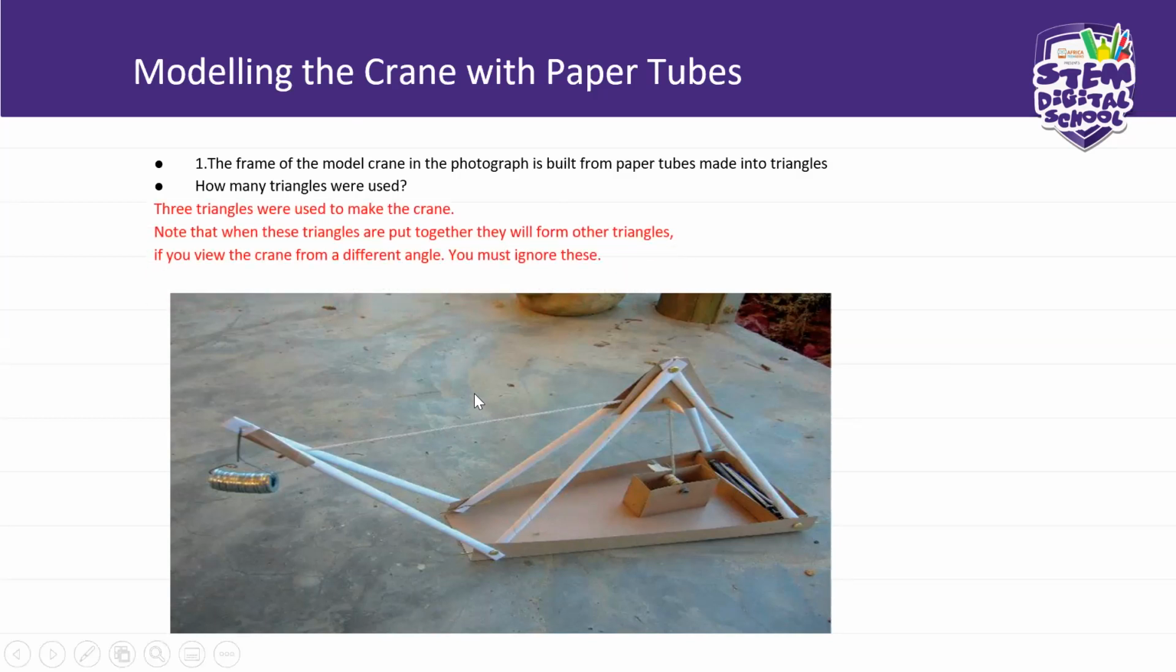3 triangles we used to make the crane. Note that when these triangles are put together, they will form other triangles, okay? Like these triangles, don't count them. When these 2 triangles are put together, they form this other triangle here, this other triangle and another one at the back. Ignore those triangles, okay? It is just these 3 triangles that you have to make with your paper tubes. And you have your paper fasteners there holding together these triangles, holding them firmly to the cardboard, okay?